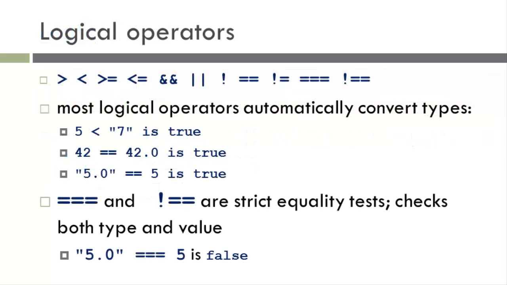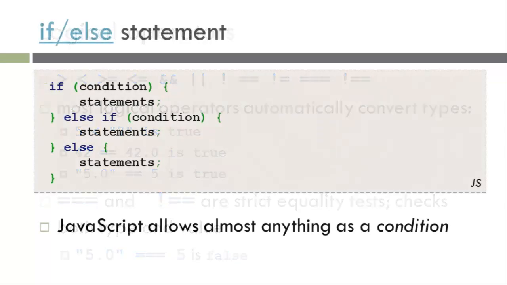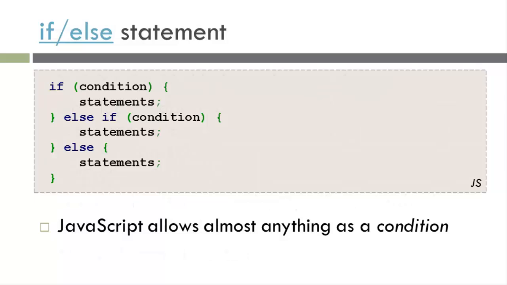The logical operators in JavaScript are familiar to other languages, and most logical operators do an automatic type conversion. For instance, if you do a comparison, is 5 less than a string value of 7, it returns true. However, if you want to check both the type and the value to see if they are the same, you have to do a triple equals or a not double equals. The if-else statements in JavaScript are similar to many other languages. You have if, condition, then a statement. Else, another condition. If you need an else if, you have to do else space if.